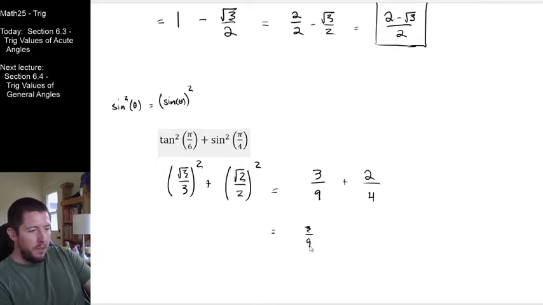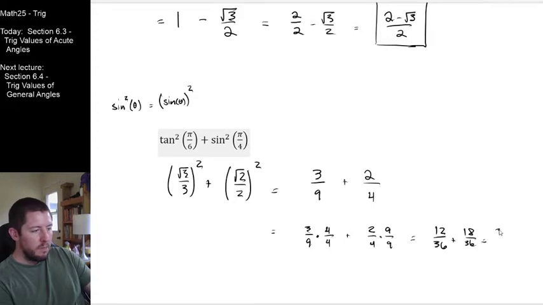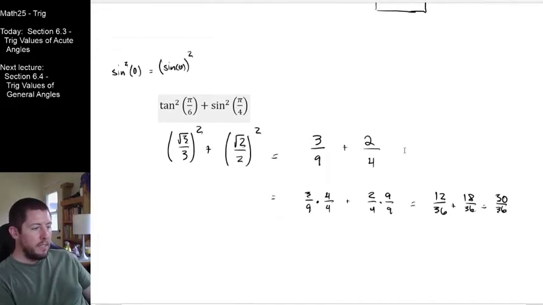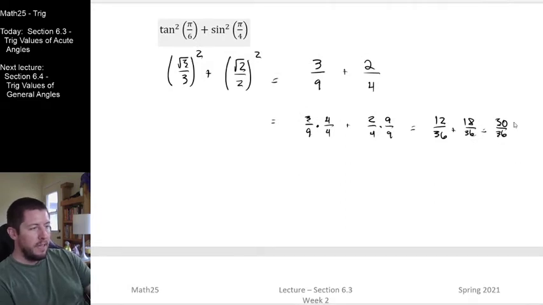So I'm going to do here 3/9 times 4 over 4 plus 2/4 times 9 over 9 to get a common denominator. That's going to give me 12 over 36 plus 18 over 36, which is going to be 30 over 36. And it seems like we can simplify that pretty nicely. That's dividing both top and bottom by 6. It looks like we can land here at 5/6.